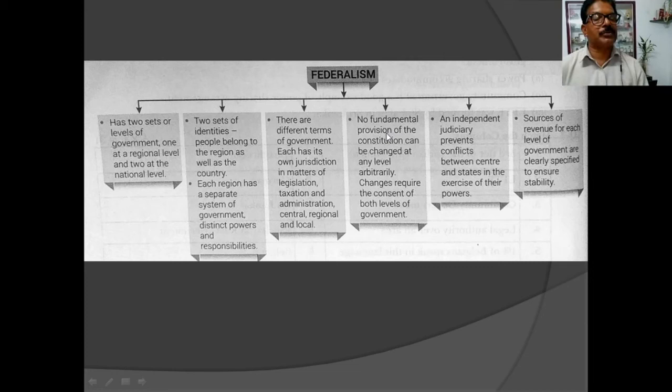Sources of revenue, next feature. Sources of revenue for each level of government are clearly specified to ensure stability. Sources of revenue for the central government and the state government are very clearly specified in the Constitution to ensure stability.